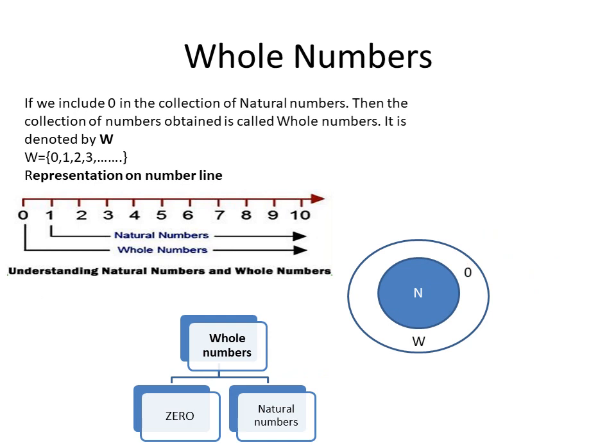Next family of numbers is our whole number family. If we include 0 in the family of natural numbers, then we obtain a new family of numbers which is called whole numbers. So these are denoted by capital W. W is equal to 0, 1, 2, 3 and so on. We can also represent these numbers on the number line. So whole numbers are 0 and the natural numbers.